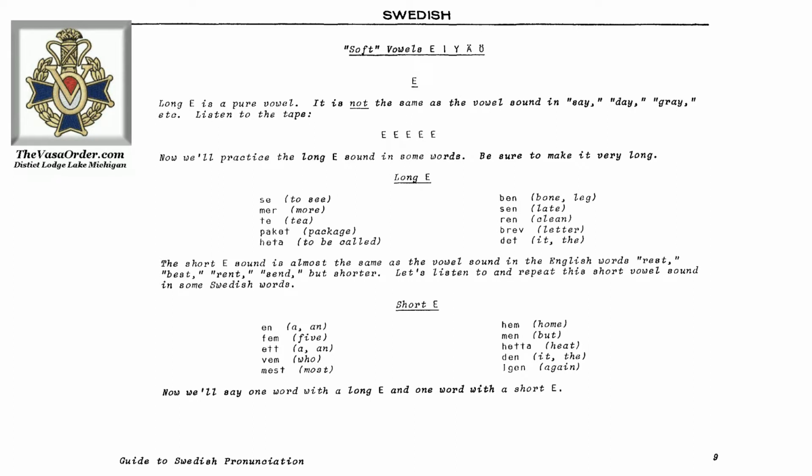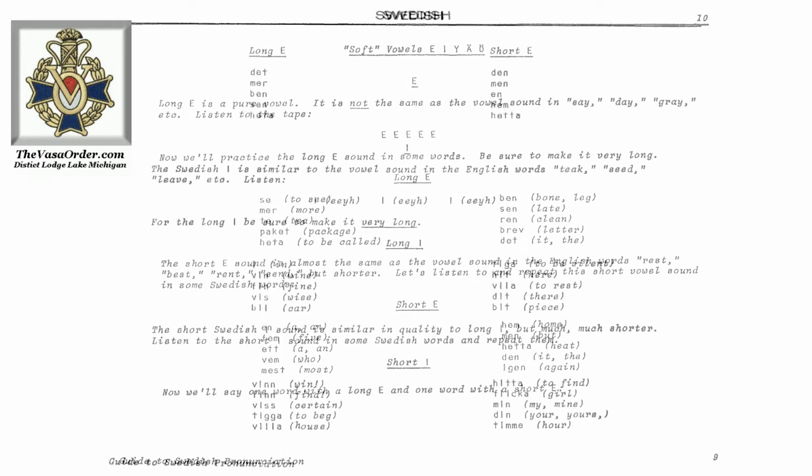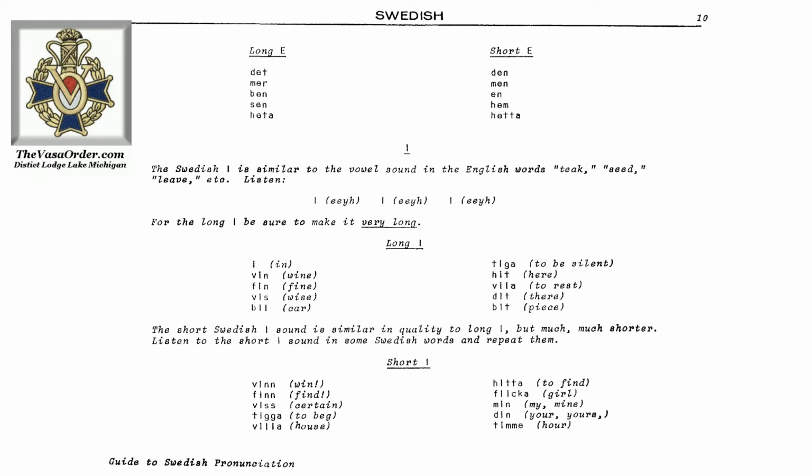Now we'll say one word with a long E and one word with a short E. Long E. Det. Short E. Den, mer, men, ben, en, sen, hem, heta, hetta.